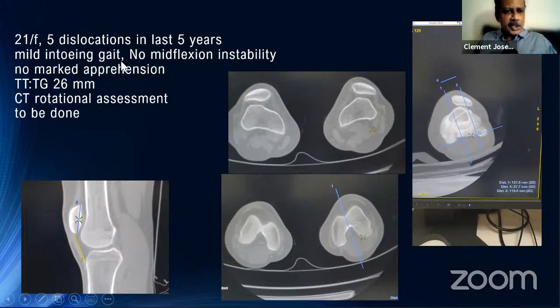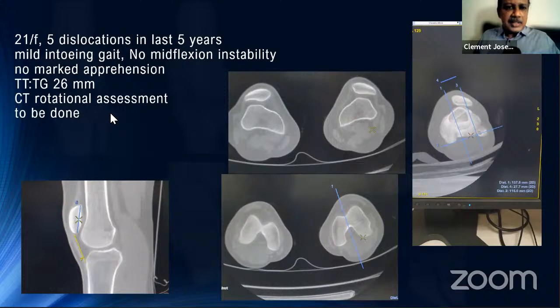She walks with the intoing gait, but mild, I would say. No midflexion instability, not even apprehension when you test for apprehension. And when you do the assessment, this is how the proximal trochlea looks like on both sides, and the distal trochlea here, and TTTG distance was around 26 millimeter. CT rotational assessment is yet to be done. We saw her last week only.